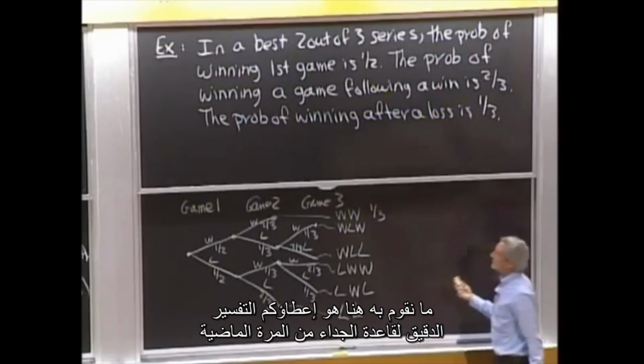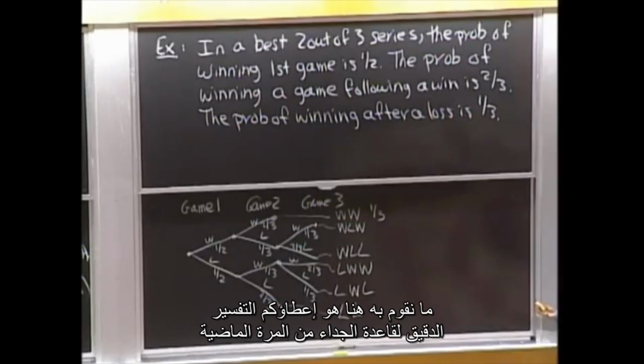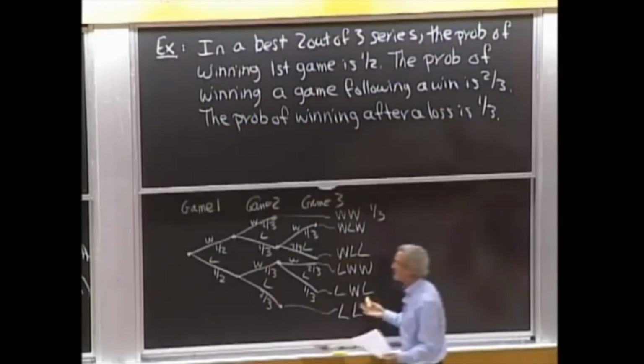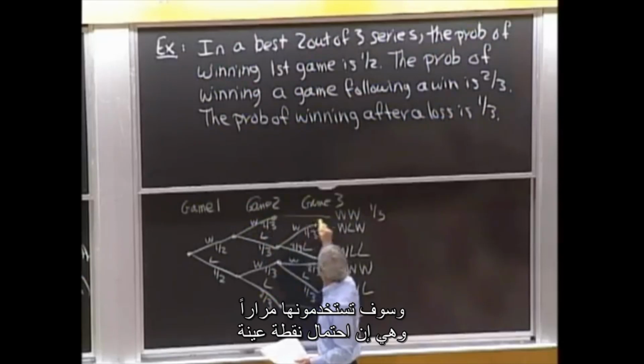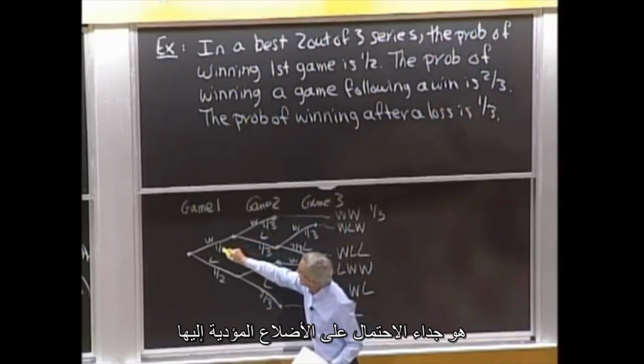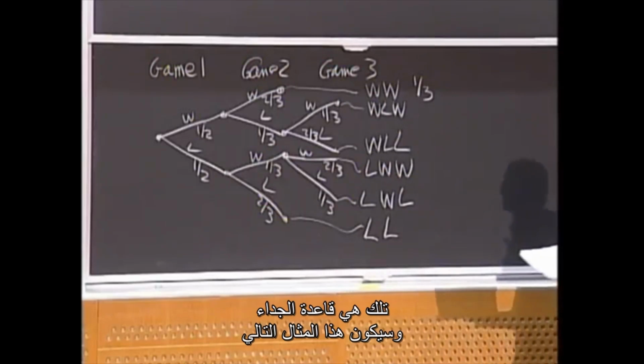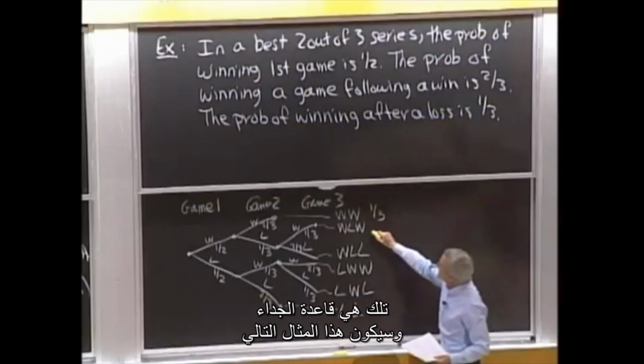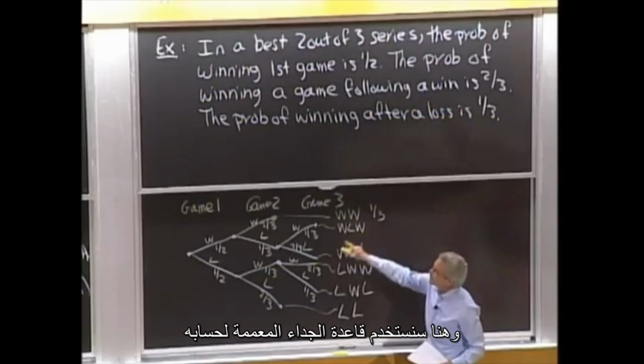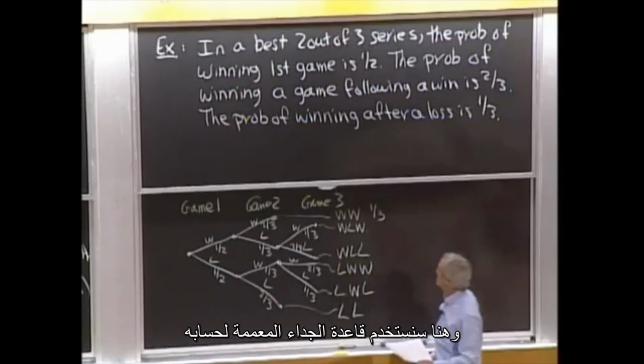So what we're doing here now is giving you the formal justification for that rule that we had last time, and that you'll always use: the probability of a sample point is the product of the probabilities on the edges leading to it. It's just the product rule. Now, the next example is this one. And here we're going to use the general product rule to get it.